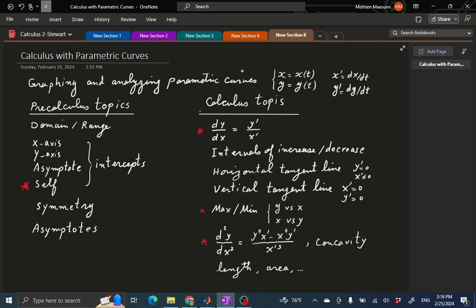Next topic will be the second derivative, some rather new looking formula here. These primes indicate derivative with respect to t, and d2y/dx2 happens to have such a formulation. Of course, that feeds into the issue of concavity. Where is the curve concave up and where is it concave down? It depends on the sign of this quantity.